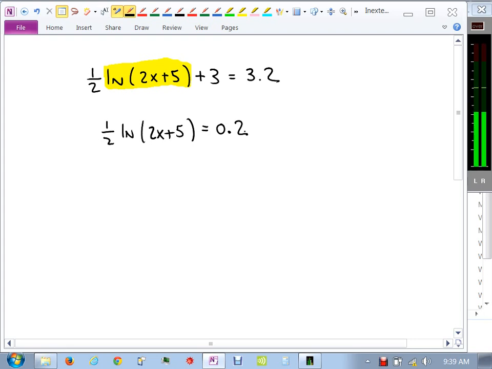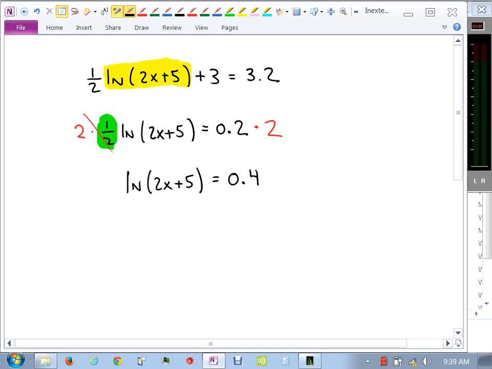And now I need to get rid of the 1/2 in front. So I can either divide both sides by 1/2, or even better, I think, multiply both sides by what? By 2. If I multiply by 2 on both sides, that'll get rid of the 1/2, right? 2 times 1/2 is 1. So those will go away. So I'm left with natural log 2x plus 5 equals 0.4. That okay?